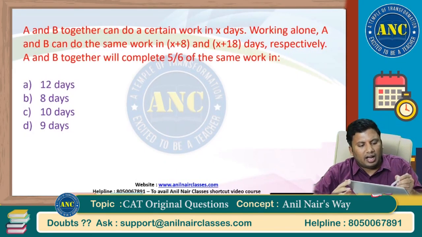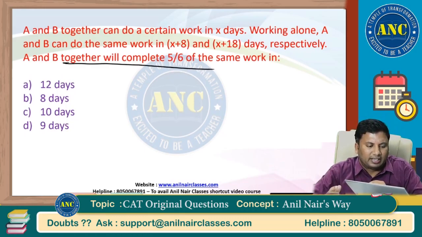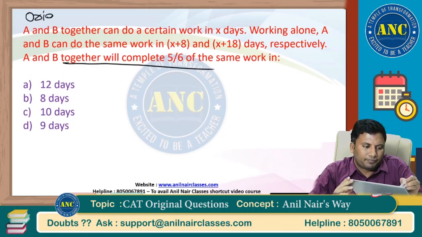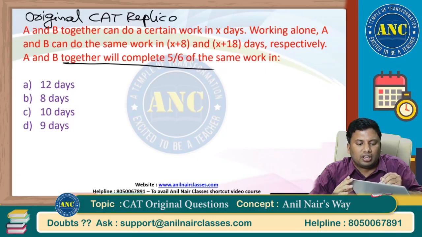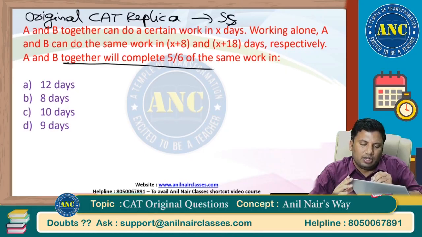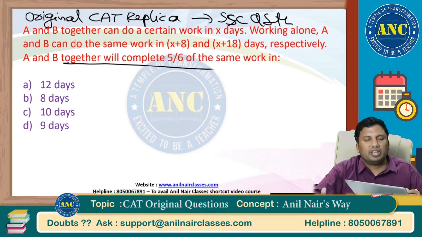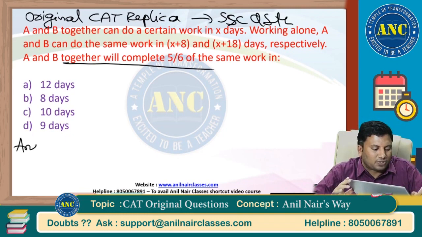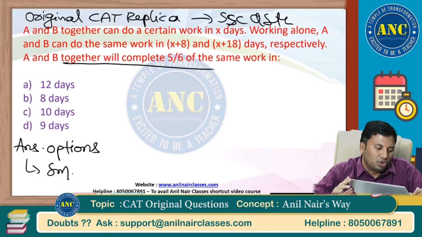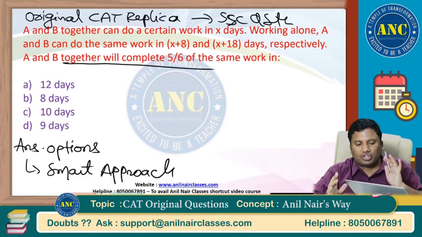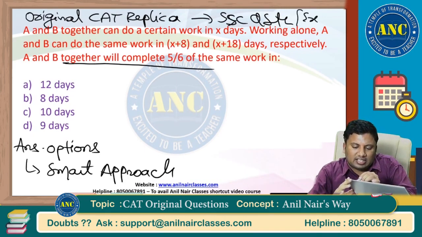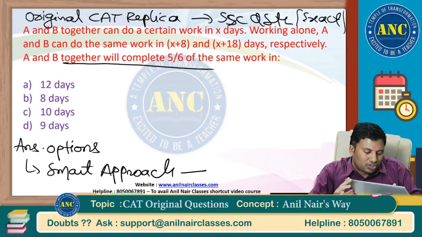So, A and B together can complete. This is an original CAT replica question. The same kind of question also came in an SSC exam. The worst thing with respect to this question is the answer options. There is no smartness in the answer options. If you use a smart approach, this question can be solved in 2 seconds.